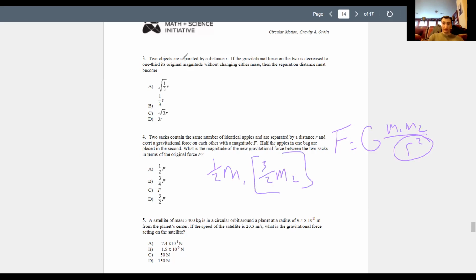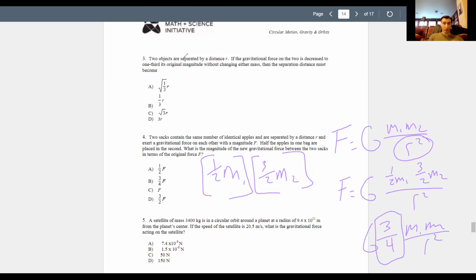So here are our new masses. The original one that you take half the apples out of is half of the mass, and the new one is 3 halves of mass. So if I now plug in to see what my ratio would be, F equals big G times 1/2 M1 and 3 halves M2 over R squared. If I do multiplication here, I get 3/4 as my factor. 1 times 3 is 3, 2 times 2 is 4, so 3/4 times G M1 M2 over R squared. So my factor here is 3/4. Therefore my answer would be B.